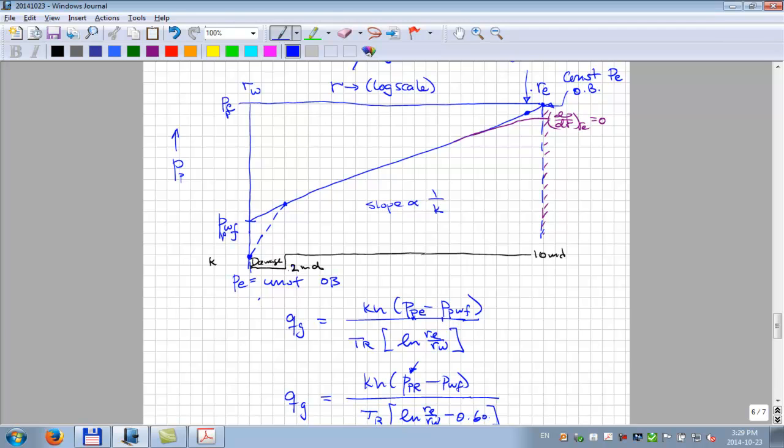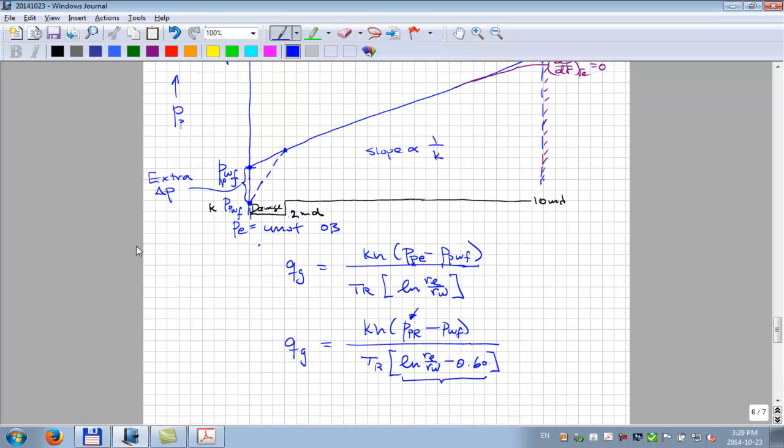So in reality, what's going to happen in this well is that we're not going to be flowing with this bottom hole flowing pressure, but we're going to be flowing with this bottom hole flowing pressure. So we've got this extra pressure drop because of the damage near the well. And because it's typically positive, an extra pressure drop because of damage, the industry has come to call this extra pressure drop a skin. So you're getting this extra pressure drop due to a damage skin effect.